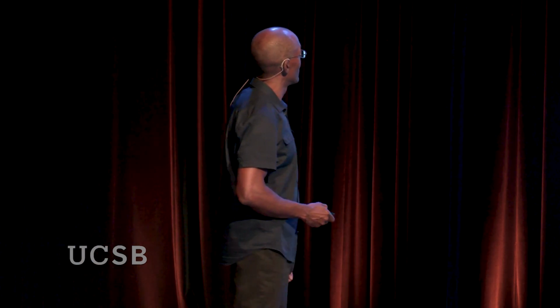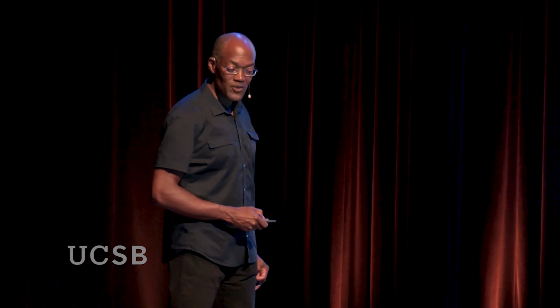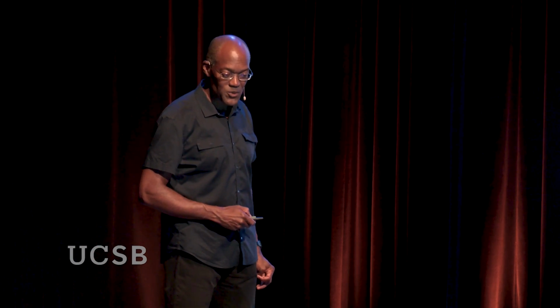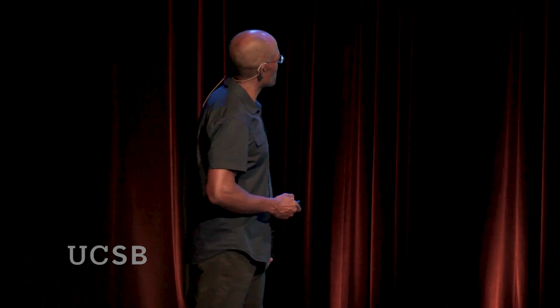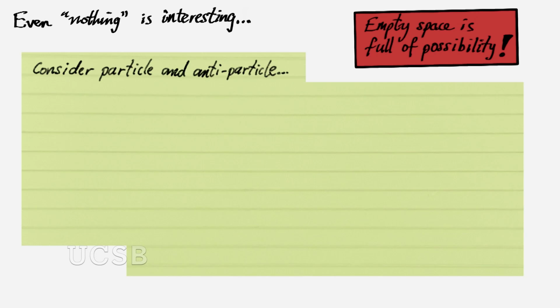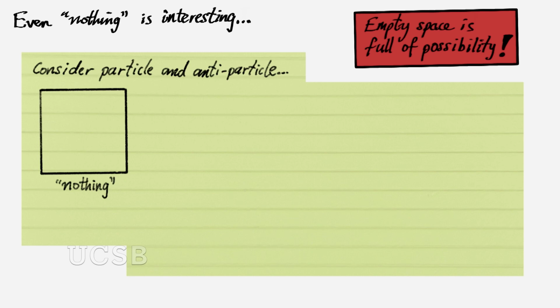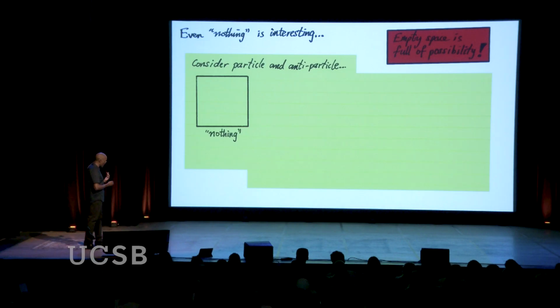Okay, well, there's all kinds of unexpected interesting benefits as well. Even nothing turns out to be interesting in this setup. So you consider the vacuum of space itself, which in classical physics is just empty, there's nothing there. But according to the calculations I was just telling you about, one interesting thing that happens is that it's actually seething with possibility. So here's a calculation. I've got nothing there in this box, as it were, representing empty space.